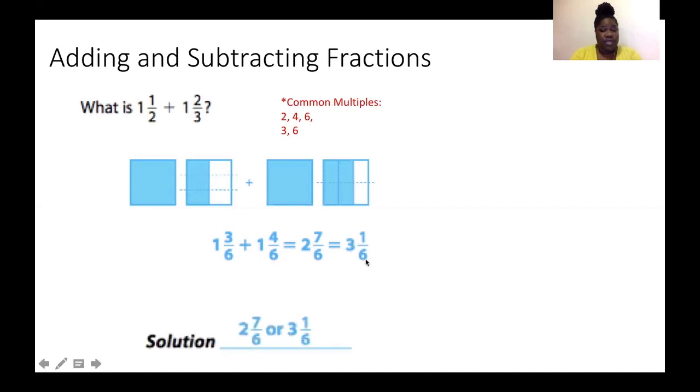But I will take both solutions. You can either say 2 and 7/6, or you can say 3 and 1/6 if you simplify it.